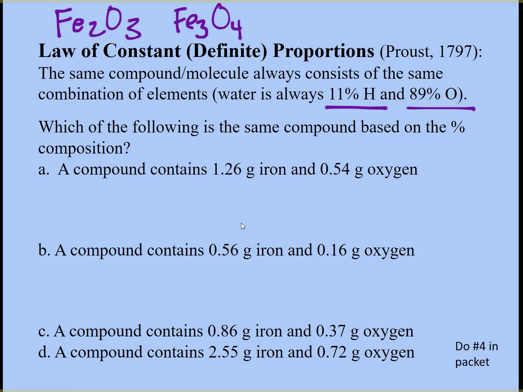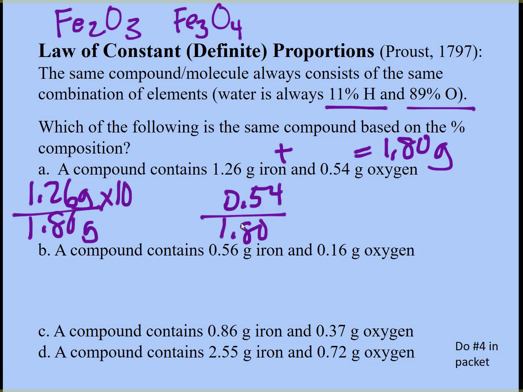So let's look at this problem. It says, which of the following is the same compound based on the percent composition? So you're given the amount of grams of each of the elements, and then you're going to determine the percent composition by adding together the amounts to find the total. And the total here is 1.80 grams. And then you are going to find the percent by taking each of the components and dividing by the total.